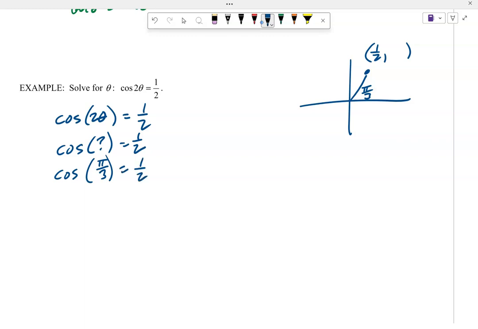We also know the cosine of 5 pi thirds is also a half, right?